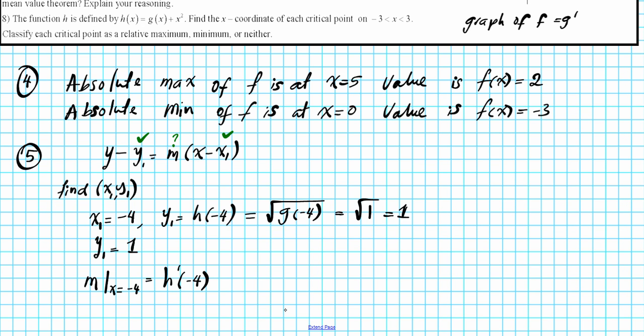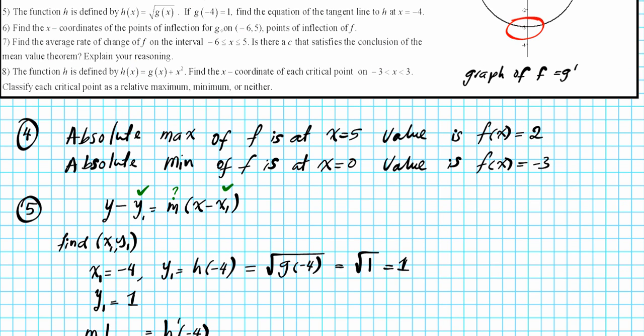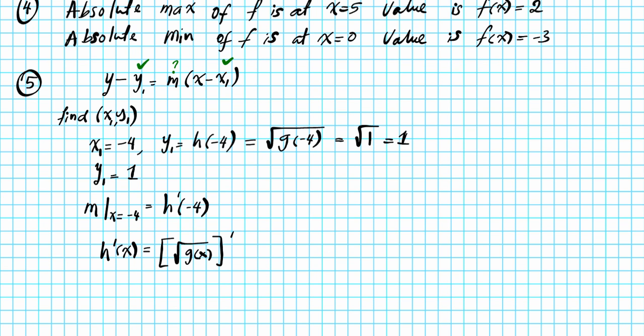So how do we go about finding this? We just have to find the derivative of the function first. h prime of x is the derivative of the square root of g of x. We need to find the derivative of that function because we are told that h of x is equal to root g of x. So h prime is simply going to be the derivative of the square root of g of x.